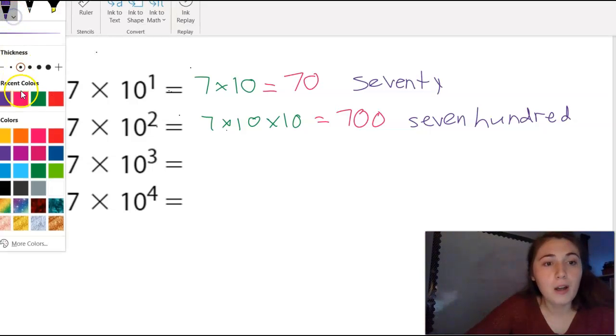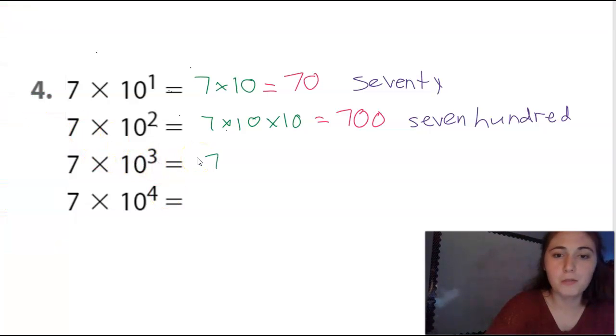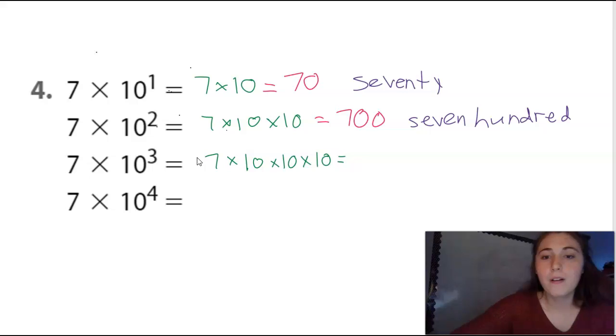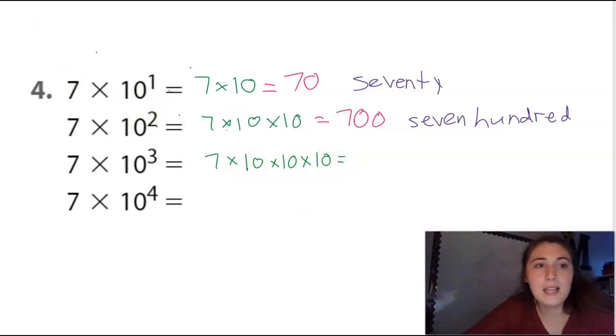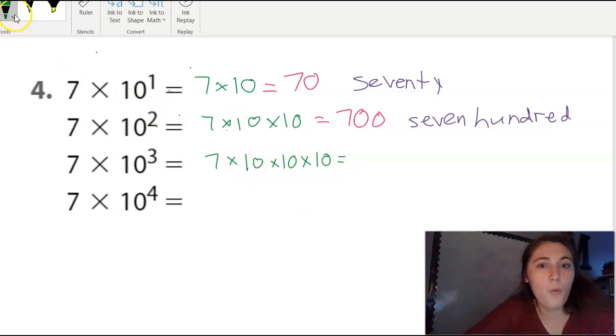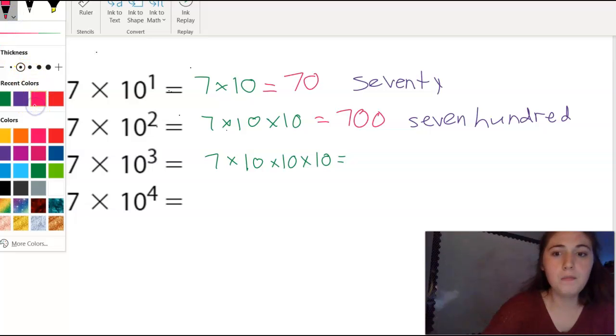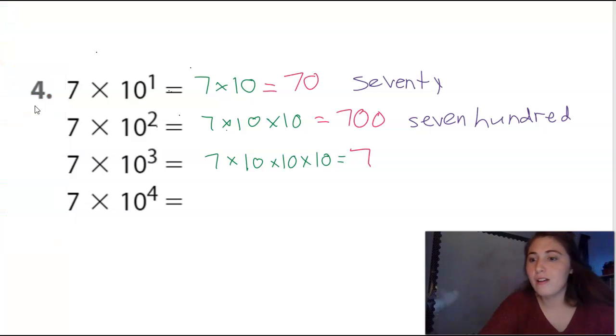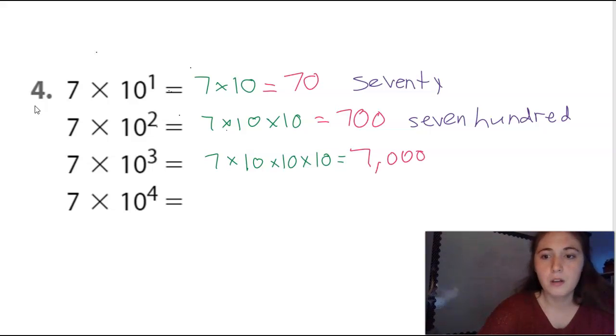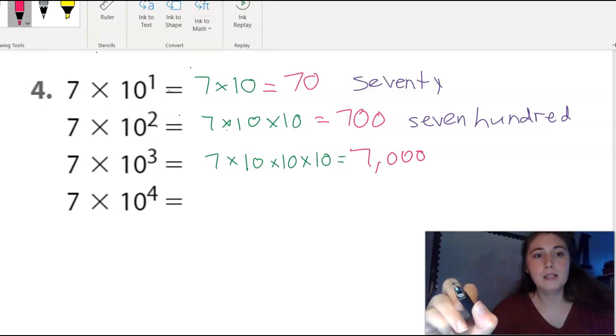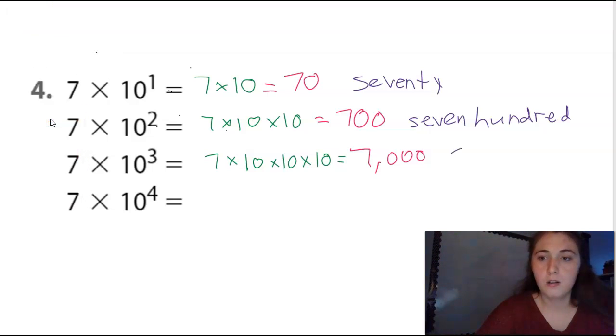So now we're going to come through for 7 times 10 to the third. So still multiplying by my 7, and I am multiplying by 10 3 times because my exponent is 3. 10 times 10 times 10 is 1,000, so I'm doing 7 times 1,000. 7 times 1 is 7. 1,000 has 3 zeros, so I am annexing 3 zeros. So my number is 7,000.